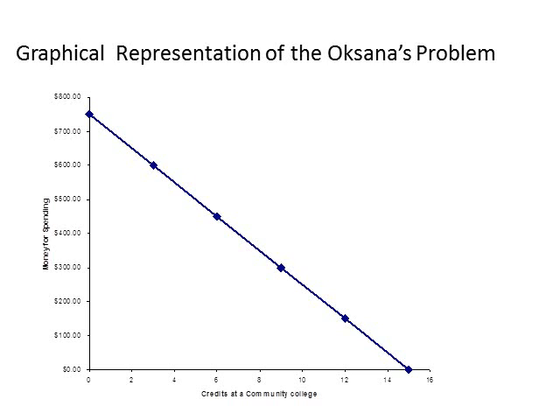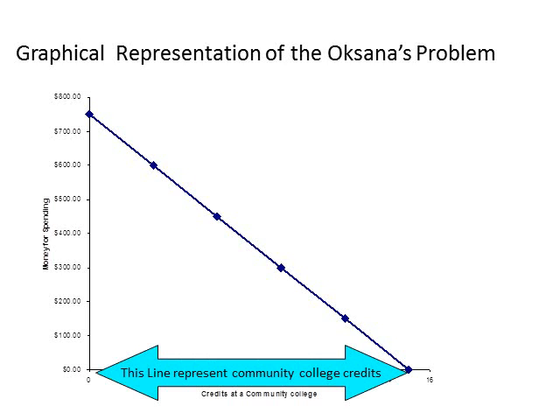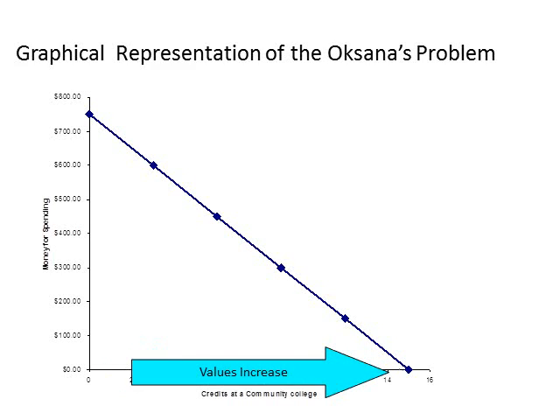One of the items is the number of community college credits. These are placed on the line running back and forth. The back and forth line is called the horizontal axis, the x-axis, or the independent axis by economists. It is important to remember that the values increase as you move your eye from left to right.